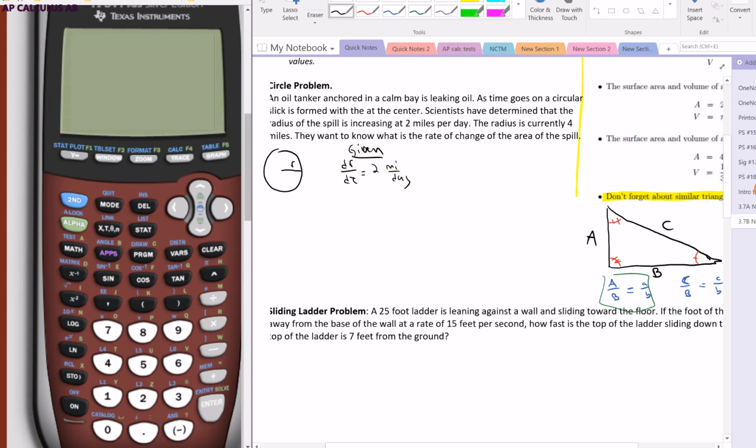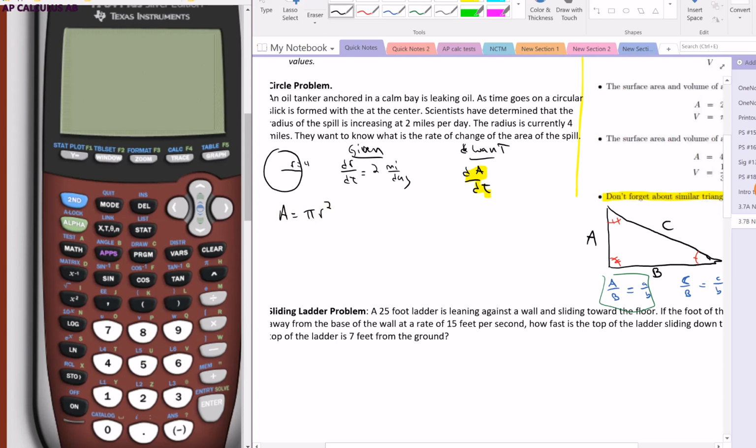The radius is currently 4, so right now the radius is 4. What do we want? They want to know the rate of change of the area of the spill. So they want dA dt. Basically, I need to write an equation that involves area, so that when I take the derivative I get dA dt. So let's start with the area of a circle. The area of a circle is pi r squared.